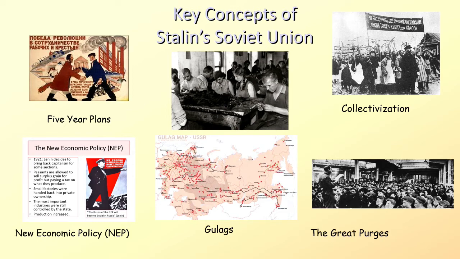Key concepts of Stalin's Soviet Union: 5-year plans, the New Economic Policy, the NEP, which he wanted to get rid of, the Gulags, the Great Purges, and collectivization.